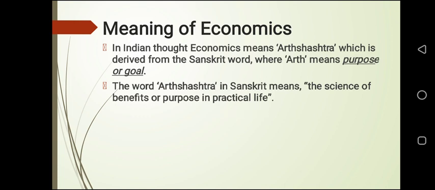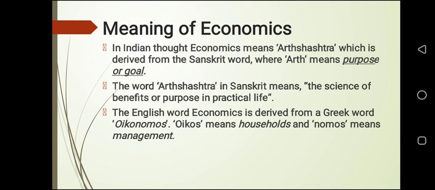Now further, as a second thought, the English word economics is derived from the Greek word oikonomos. Now oikos means household and nomos means management, household management. We can say economics is nothing but household management. Now what is household? Household is nothing but a family, a group of people living under one roof is called a household. Or in a broader way, household can also be known as the general public living in one particular country.